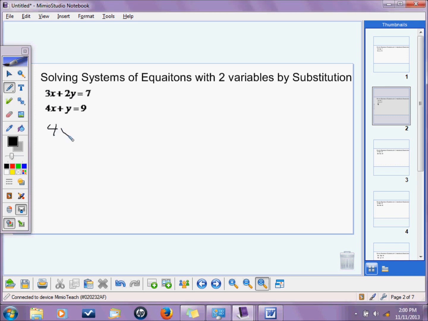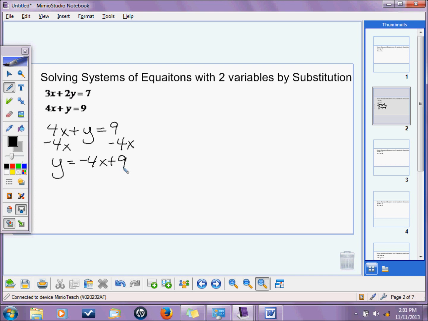Solve for y. How am I going to get y alone? Subtract 4x. So we'll do that. And when we solve it for y, we end up with y equals negative 4x plus 9. Now, have I changed the value of the equation at all? Nope. It's the same thing.